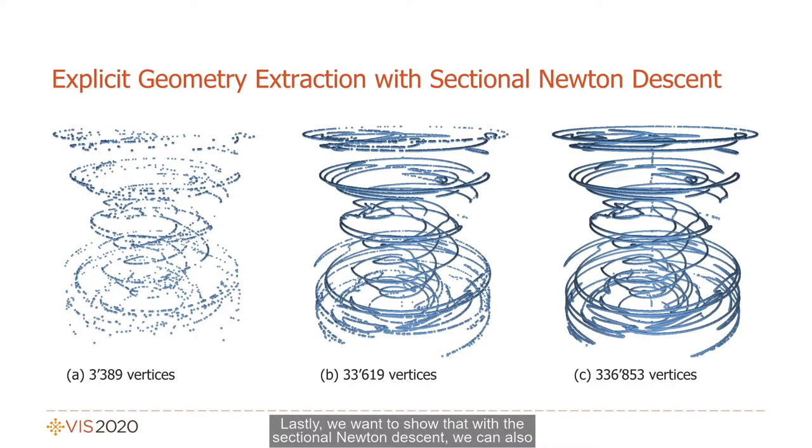Lastly, we want to show that with the second Newton descent, we can also explicitly extract the geometry. For this, we sample particles uniformly at random in the whole volume domain and descend onto the parallel vector's feature curves with the sectional Newton descent. We then construct this geometry using vertices. And the more particles we sample, the better our approximation of the line geometry gets.